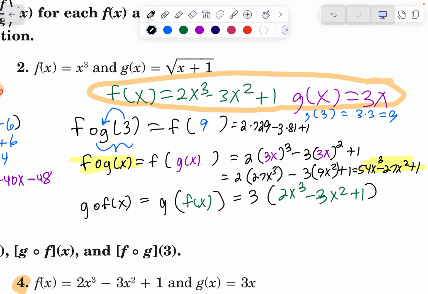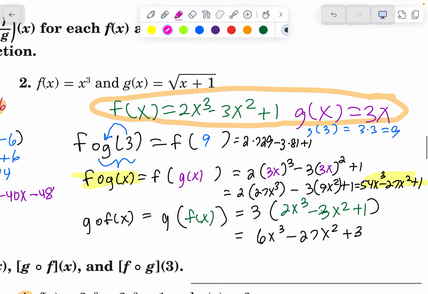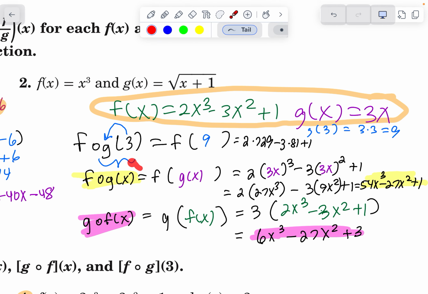g of f of x is easier because it's just 3 times the f of x function. So it's going to be 6x cubed minus 27x squared plus 3. So if we put the f function into the g function, we get a much nicer answer. So you have to be careful as to which comes first. It's always this function goes into the other. So just watch that as you go through that process.